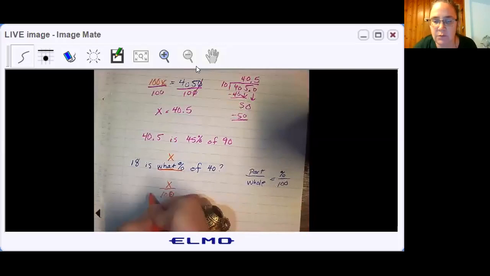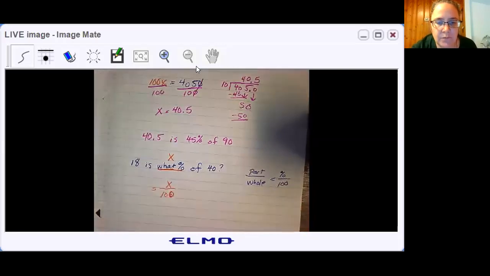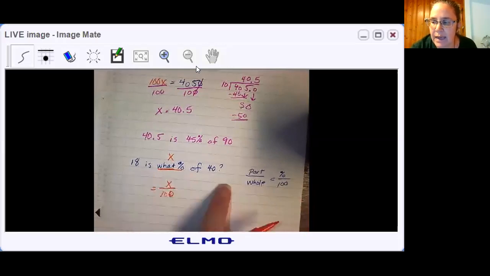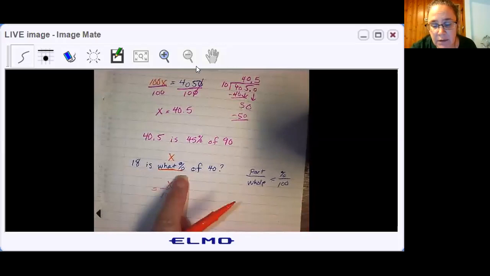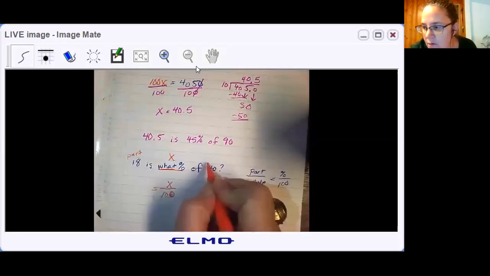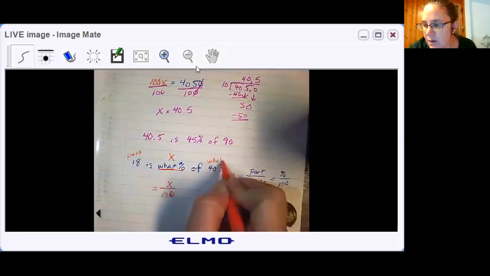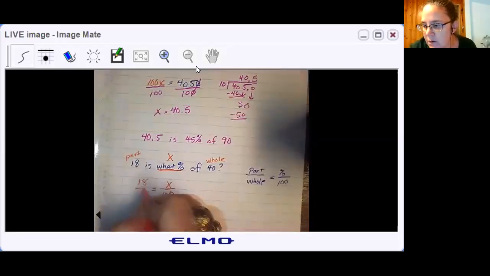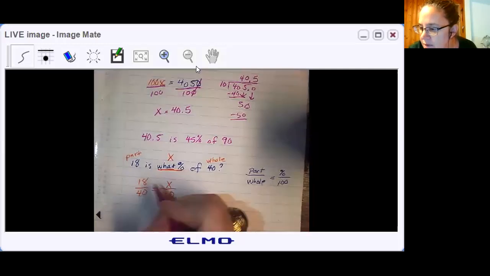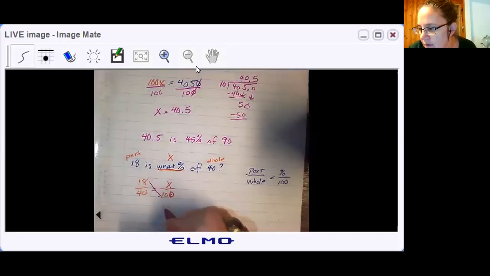Now I have to just decide which is the part and which is the whole. 18 is what percent of 40? 18 is what part of 40? So this is the part and this is the whole. So now I'm going to fill that in. I'm going to put 18 over 40. Now I want to cross multiply. 18 times 100 is 1,800.